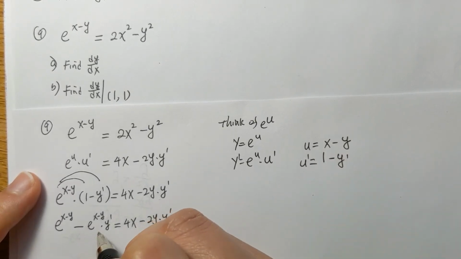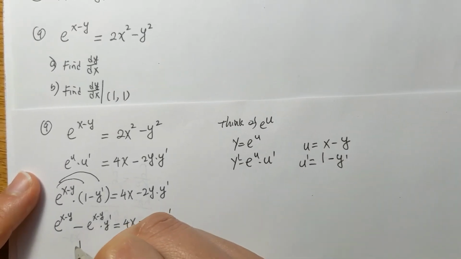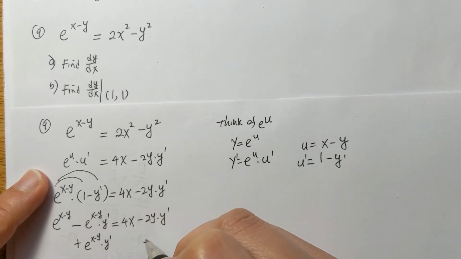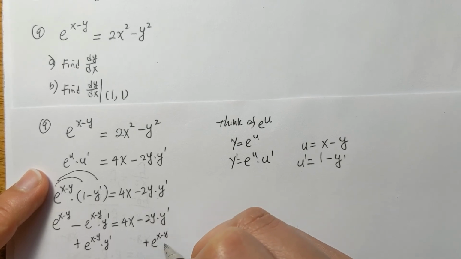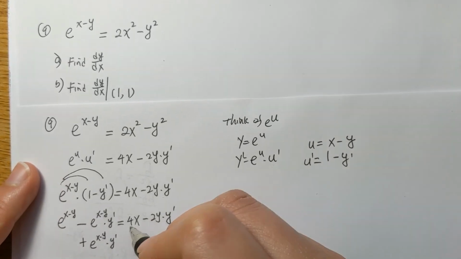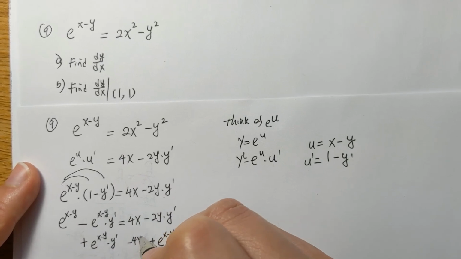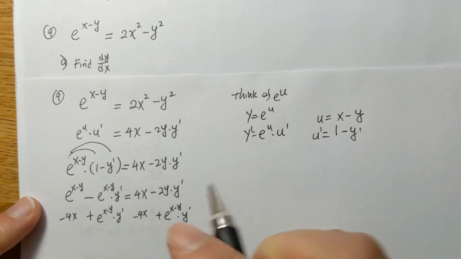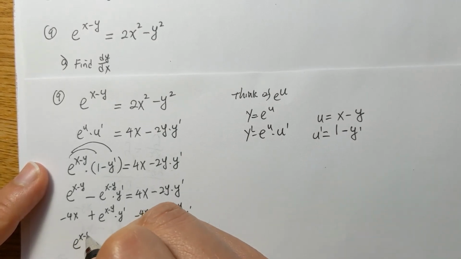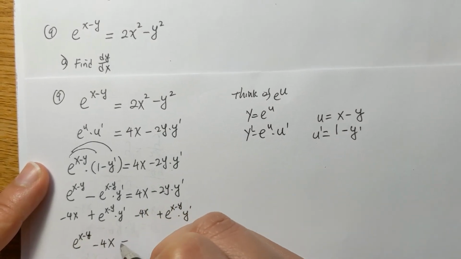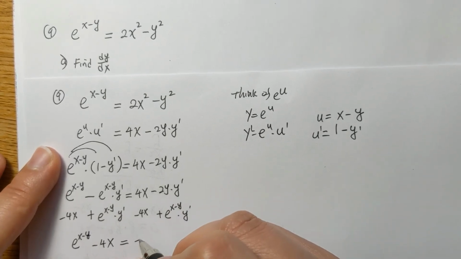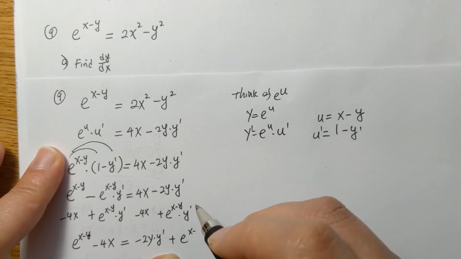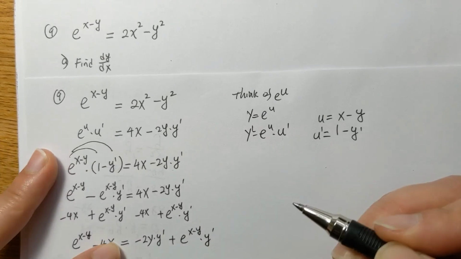So I'm going to move this term to the right side, so we add e to the x minus y times y prime. And I want to move the 4x to the other side, so I subtract 4x. I do them together this time. So now I have e to the x minus y minus 4x on the left. On the right, I get negative 2y times y prime plus e to the x minus y times y prime.